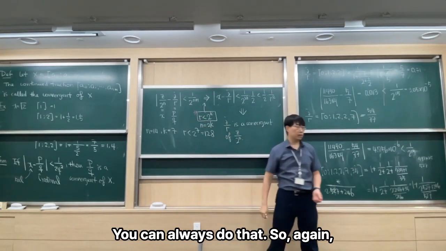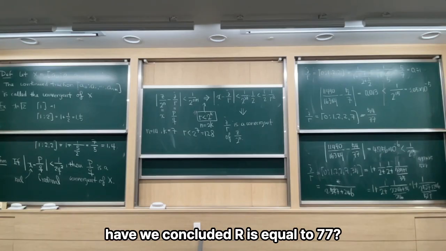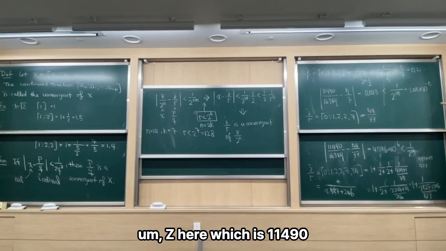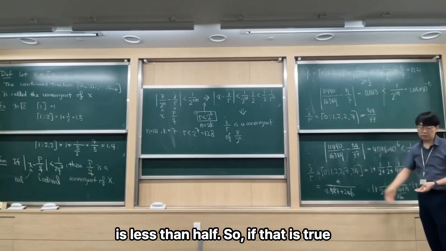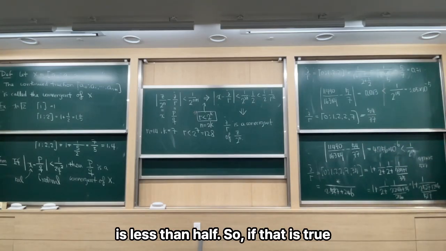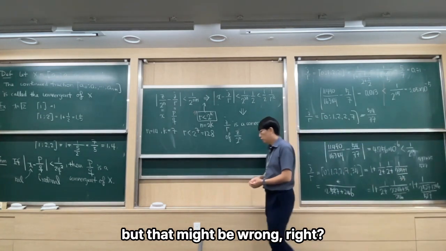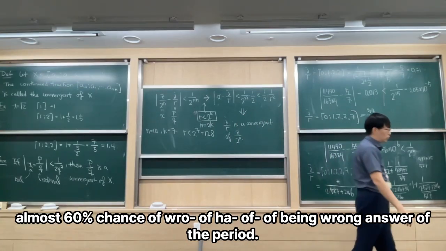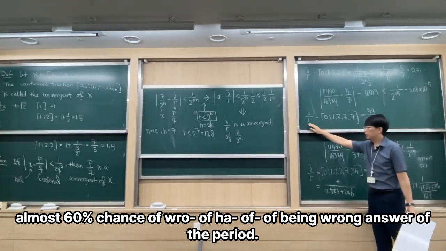You can always find a unique R satisfying the inequality and our condition here. So again, under what assumption have we concluded R is equal to 77? The assumption is that the Z here, which is 11,490, is of the form ZJ, whose difference between the number is less than half. If that is true, then the period is 77. But that might be wrong, right? So you have to check. This has almost a 60% chance of being the wrong answer for the period.